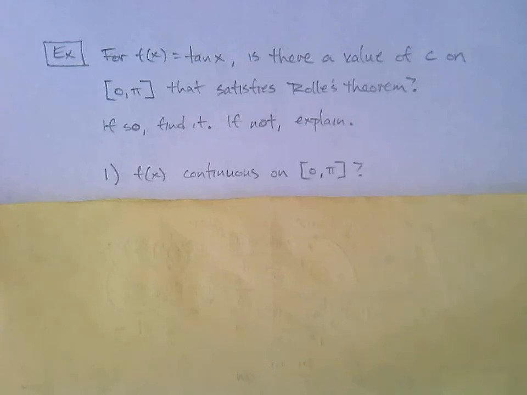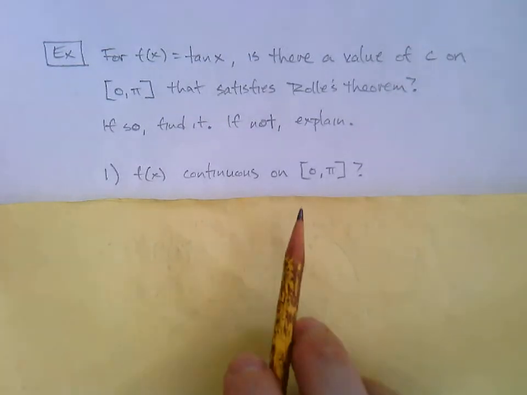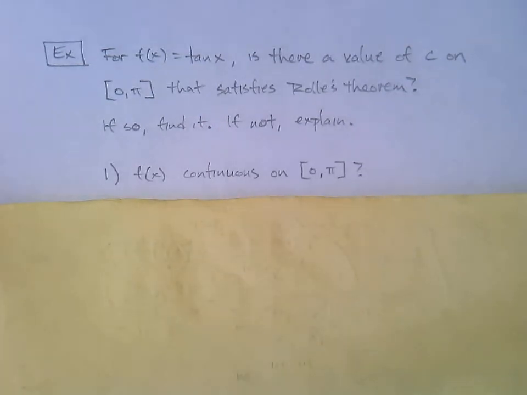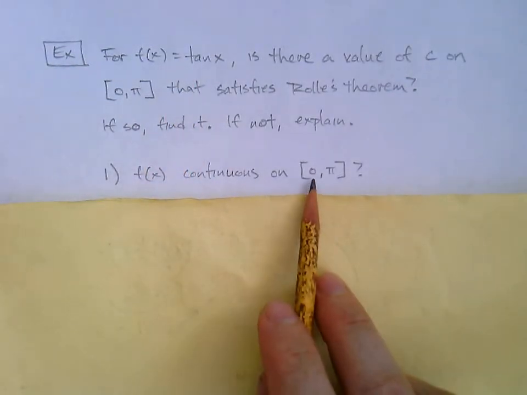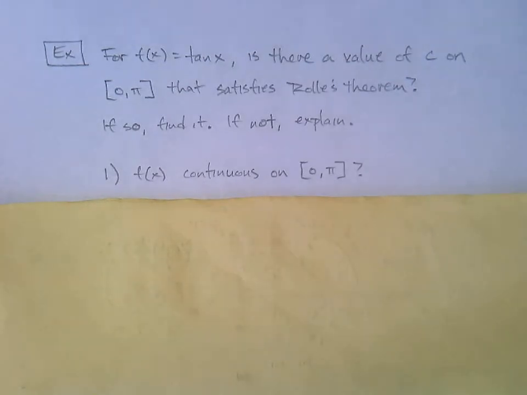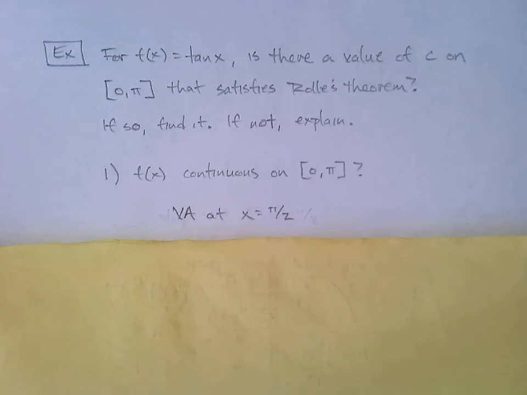So for one, is that function continuous on the interval 0 to pi? We're talking about tangent x. Is tangent x continuous across 0 to pi? Actually, no. There's a vertical asymptote at pi over 2. And so, if you're not even satisfying the hypotheses of Rolle's theorem, then there's no guarantee that you're going to meet the conclusion of the theorem.